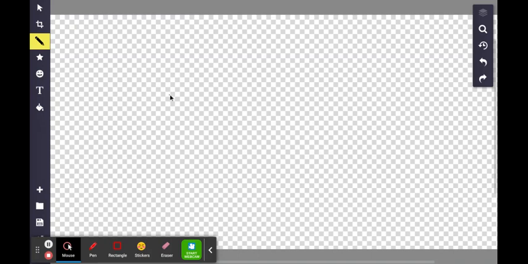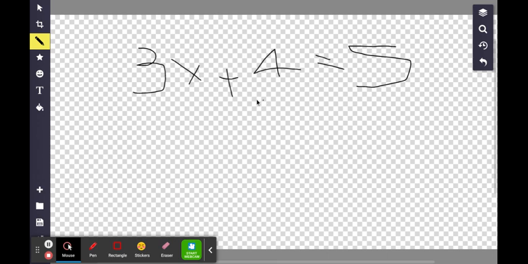So here's how to solve an algebraic equation. Let's say we have the equation 3x plus 4 equals 5. So we need to employ a process called isolating the variable.